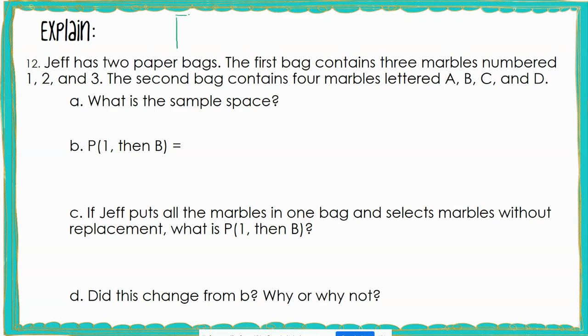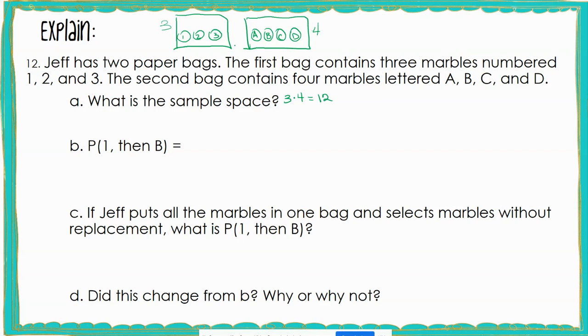Well, if we think about this, we have a bag that has a marble with 1, 2, and 3. We have another bag that has a marble that has A, B, C, and D. So when I look at this, there are 3 outcomes in the first bag and 4 outcomes in the second bag. So the sample space is going to be 3 times 4, which is 12.